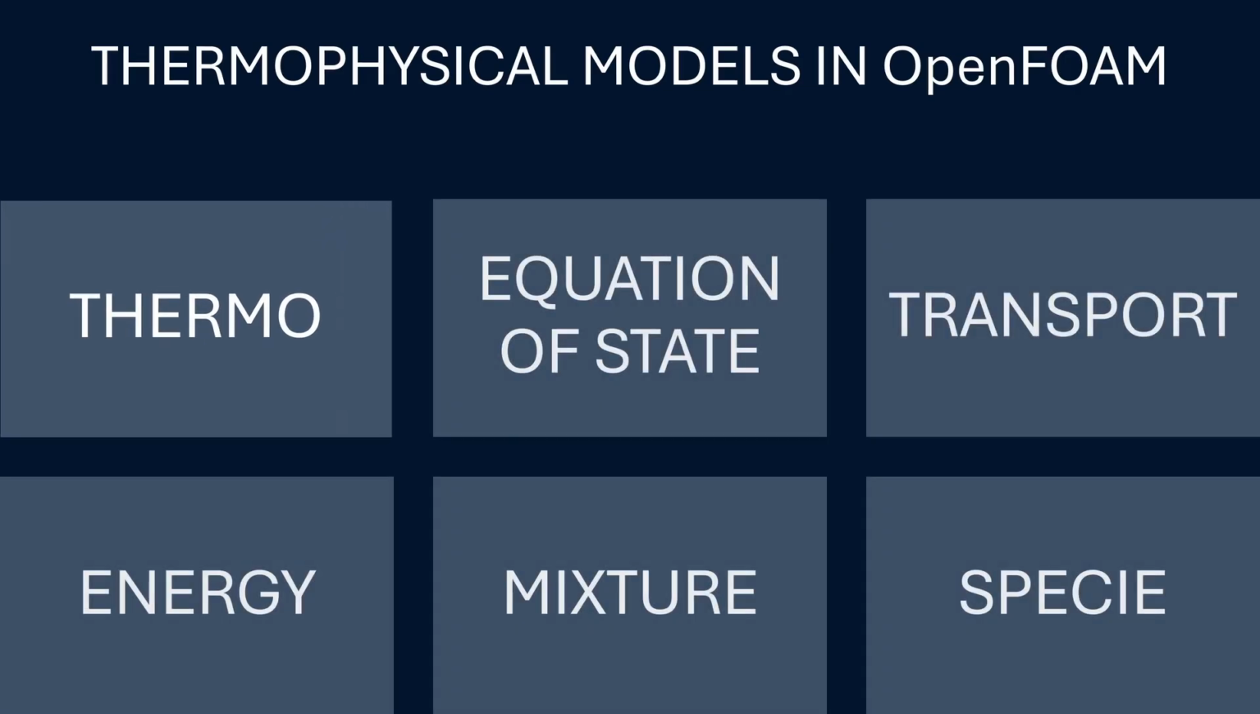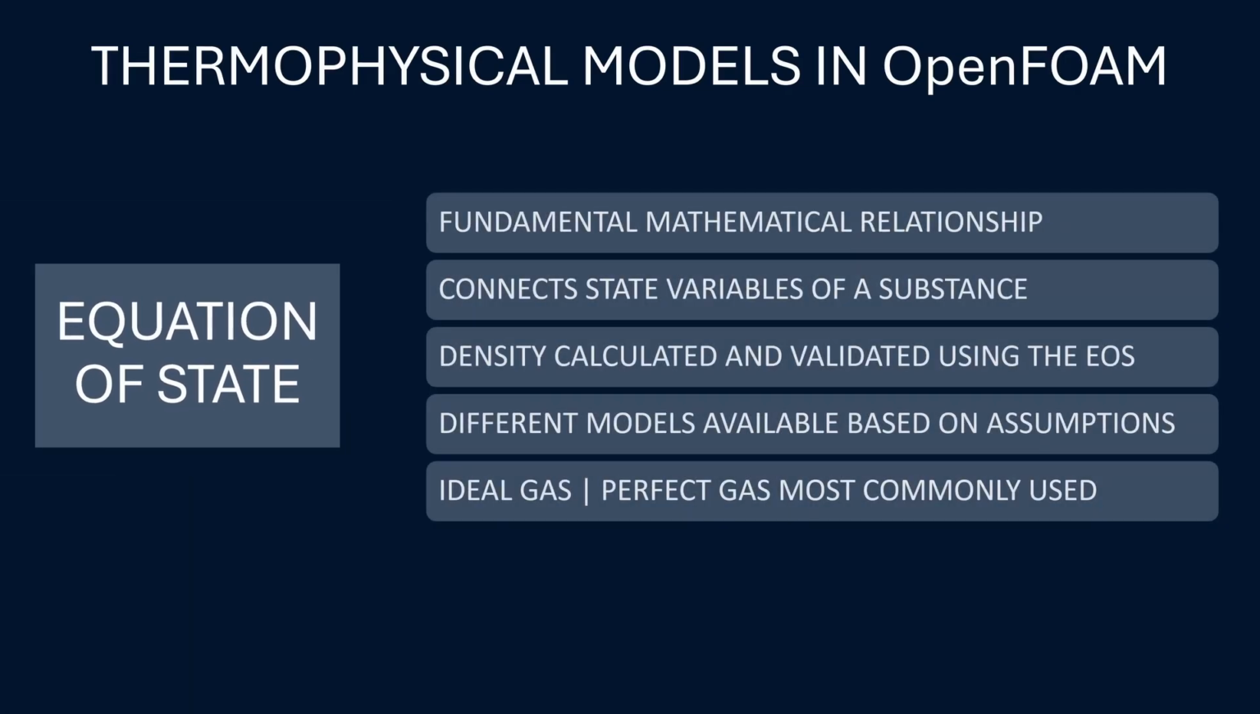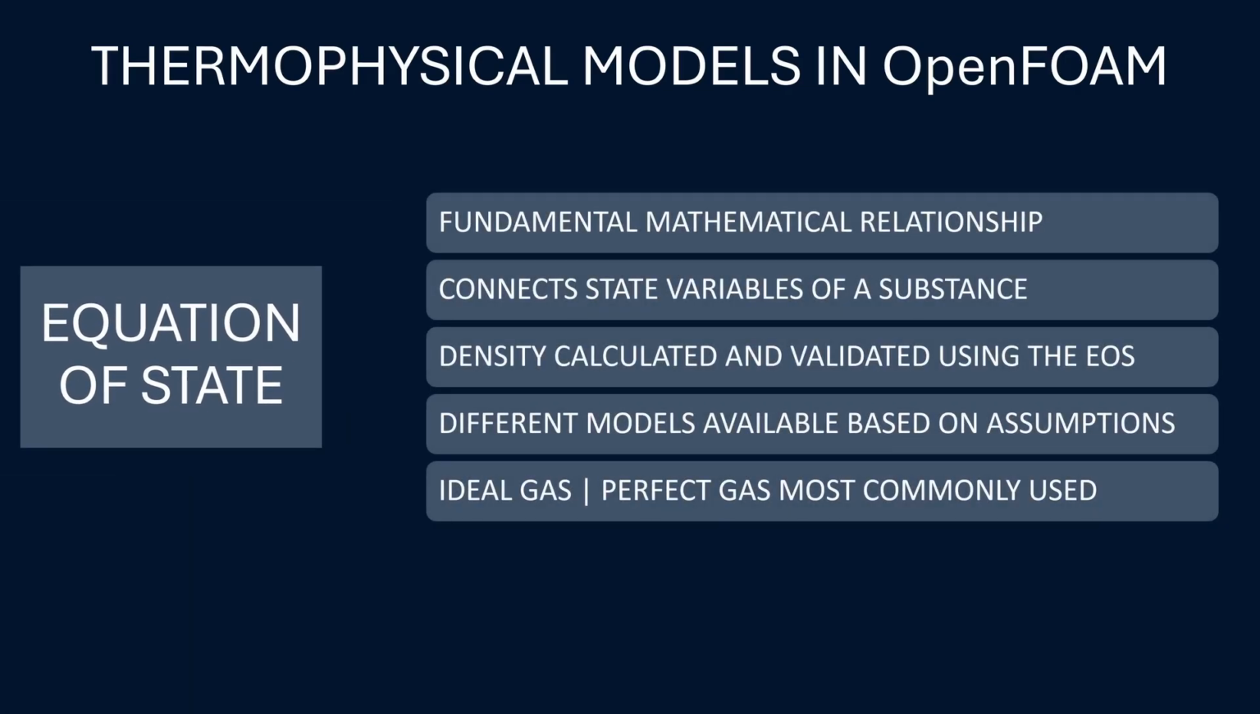Let's talk about the equation of state now. This is a fundamental mathematical relationship that talks about the connection of state variables of a substance. In a sense, we calculate the value for density and validate it with the equation of state. Of course, there are different models available and we can choose a relevant one based on the level of complexity we are going for. Ideal gas, or perfect gas as it is called in OpenFOAM, is the most commonly used one.